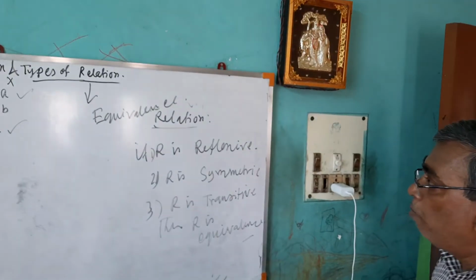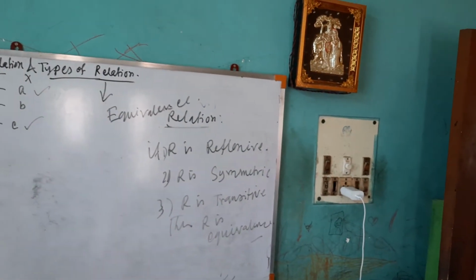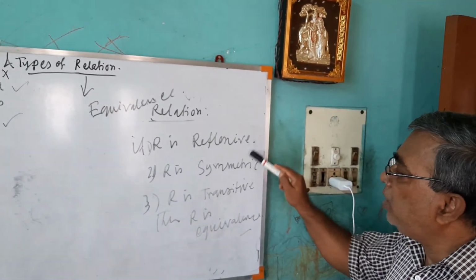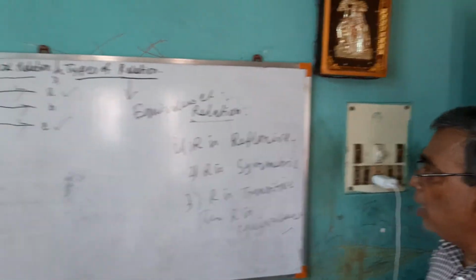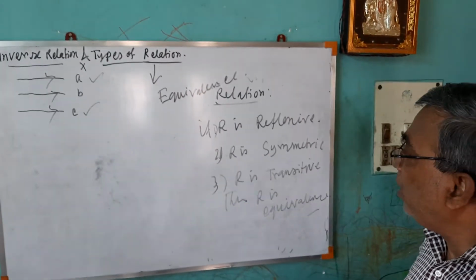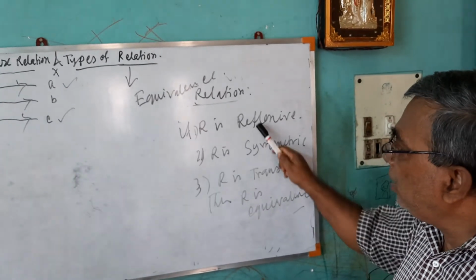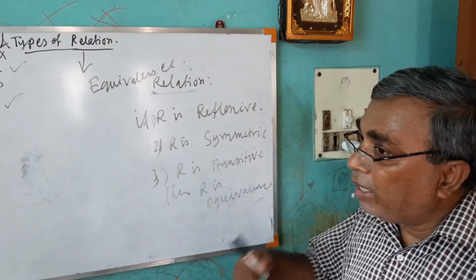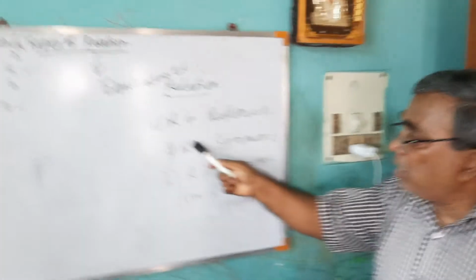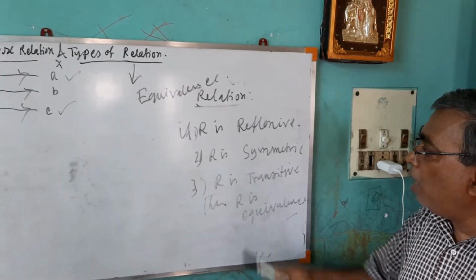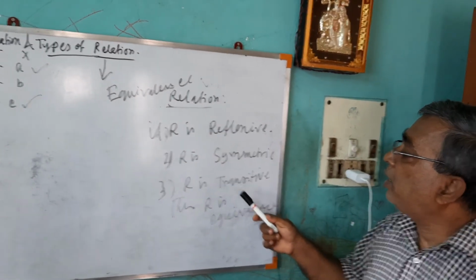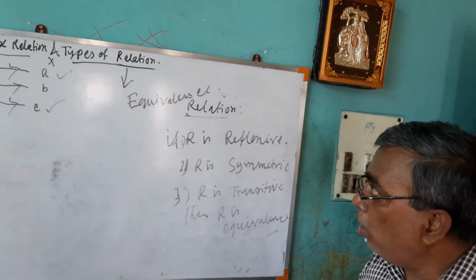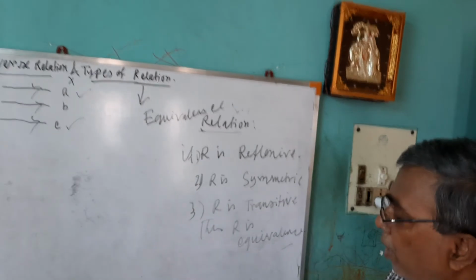Suppose the question is to prove that this relation is equivalence. Then what will you do? You have to prove the relation is reflexive, symmetric and transitive. Then you can say it is equivalence. Suppose any one of these three is not satisfied, for example R is not symmetric but reflexive and transitive, then we can't say R is an equivalence relation. R should be equivalence only if all three conditions hold: R is reflexive, R is symmetric, and R is transitive. So this is all about types of relation. Okay, thank you very much.